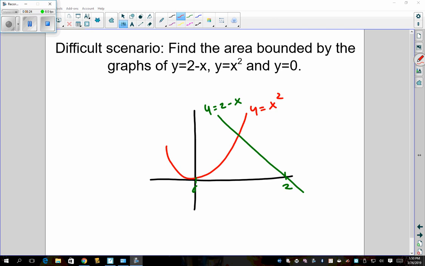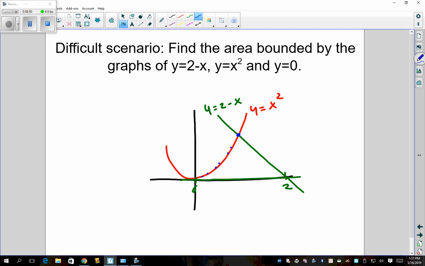For this next one, we're asked to find the area bounded by the graphs of y equals 2 minus x and y equals x squared, as well as y equals 0. So that's our x-axis. Just initially looking at this graph, we notice that there is really no top and bottom function, because both of my functions come together at one point.